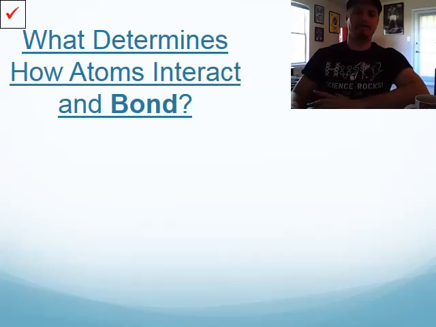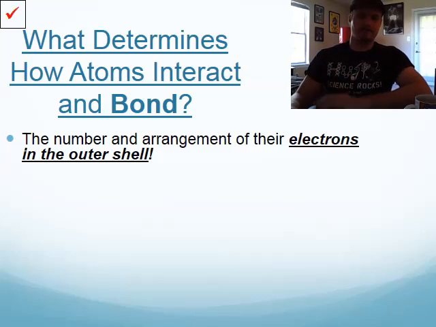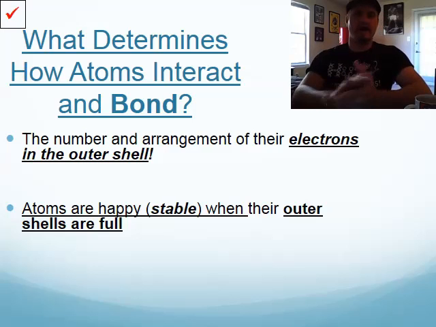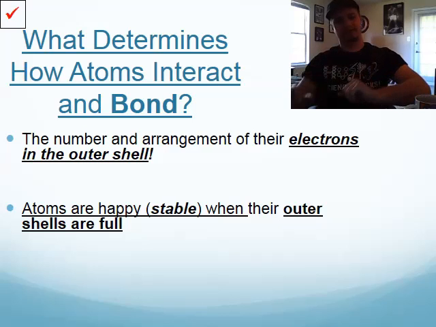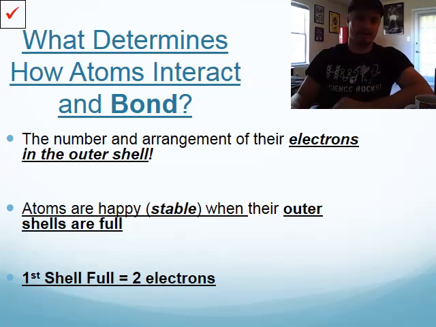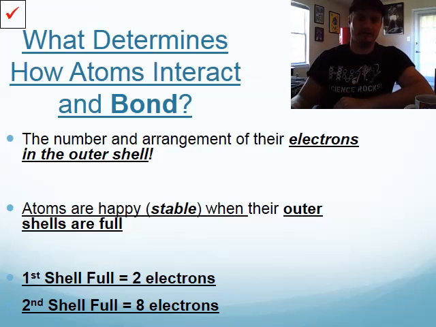So, what determines how atoms interact and bond with each other? The number and arrangement of the electrons in their outer shell is how they determine what will be bonding with what. So atoms are happy and stable when their outer shells are full. So they want their outer shells to have the maximum amount of electrons in them. The first shell can hold 2. The second shell can hold 8.